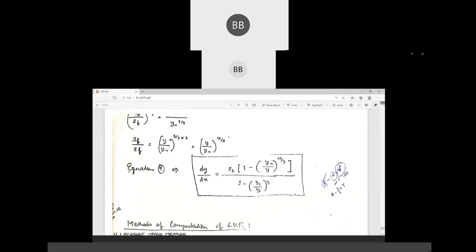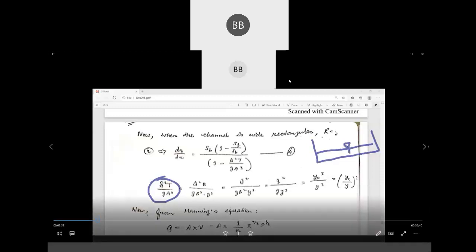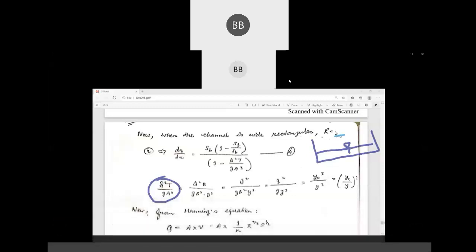Suppose for wide rectangular, you have Q square T by gA cube. Here it's a rectangular channel and it's wide. This is the level of water. So in place of top width, this is our top width. For a rectangular channel your top width and bottom width will be same. So in place of top width we can write B.